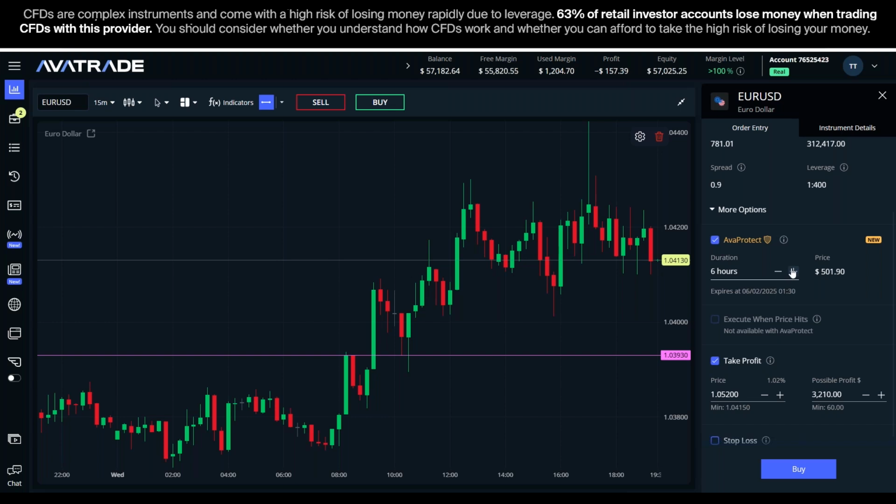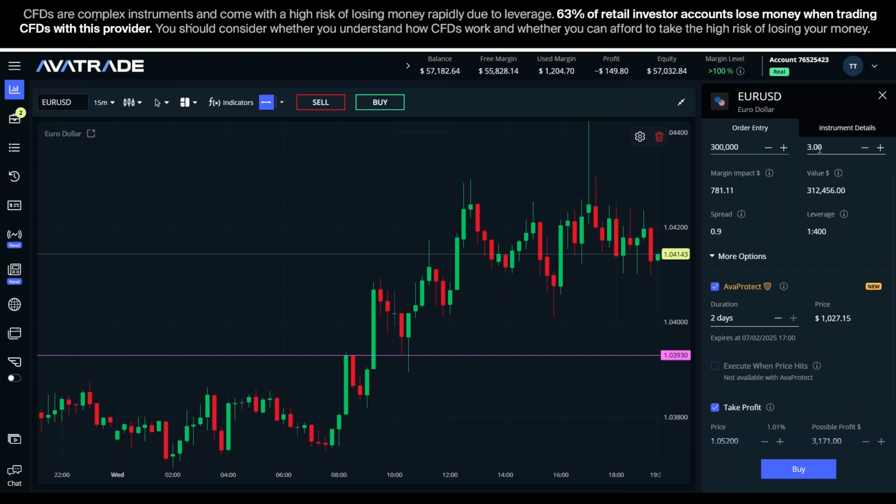And if I protect this for a couple days, okay, so it costs more than 1% with that same trade size, but now I can be more patient. So maybe I just go with a smaller trade.